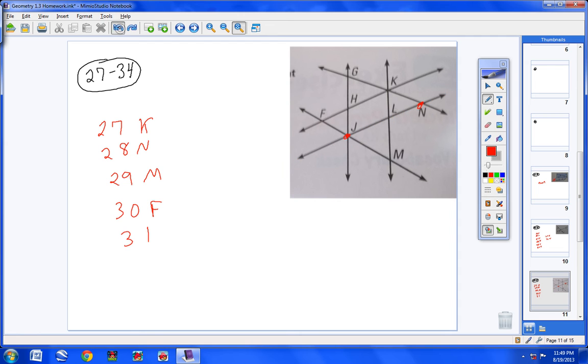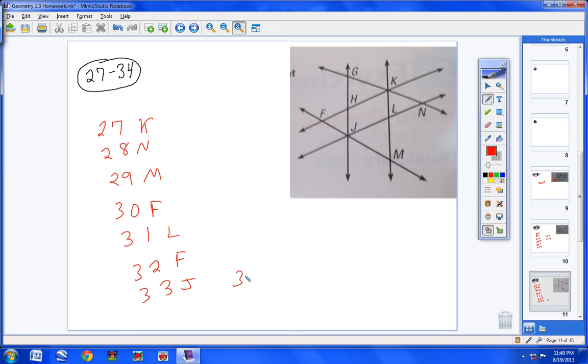All right, let's take a look at number 32. K and H. Here's K, here's H right here. What other point is on that same line? Looks like F to me. So F. Number 33, H and G. Here's H, here's G, here's the line. What other point is on that line? J. J is.